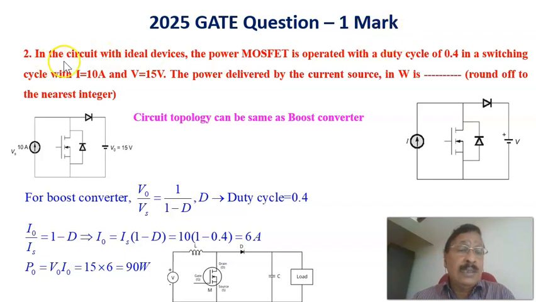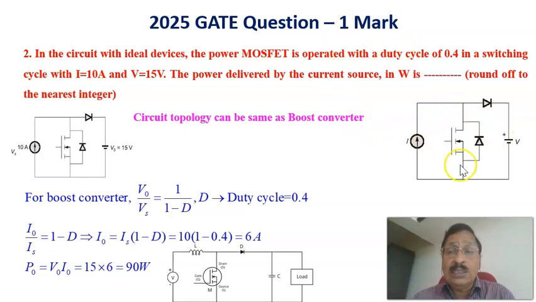The second problem is: in the circuit with the ideal devices, the power MOSFET is operated with a duty cycle of 0.4 in a switching cycle, with current I equal to 10 amperes and the voltage equal to 15 volts. What is the power delivered by the current source in watts? That is to be rounded to the nearest integer. This question carries 1 mark.